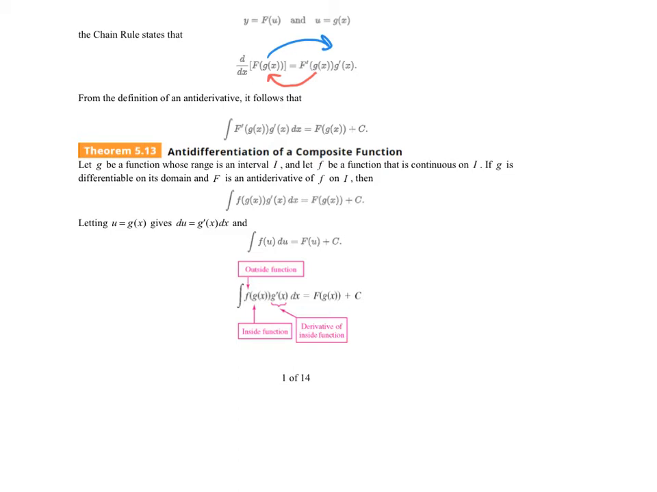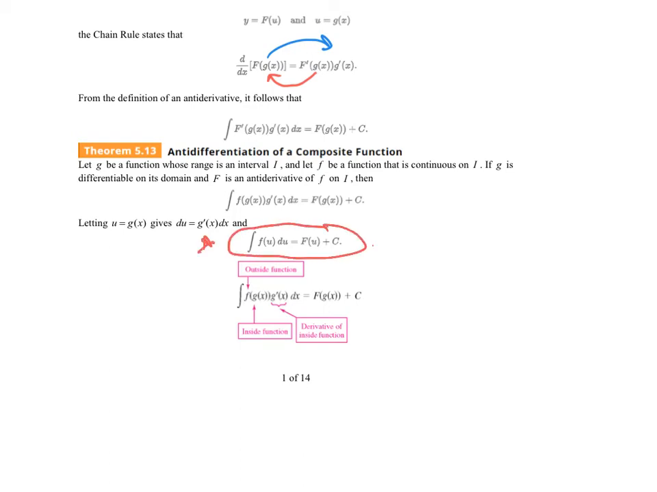Let g be a function whose range is an interval I, and let f be a function that is continuous on I. If g is differentiable on its domain and F is the antiderivative of lowercase f on I, then the integral of f of g of x times g prime of x dx equals F of g of x plus C. Look, all of this just makes it look a little crazy right here. Here's really what you want to look at, this step right here. This is your key step.